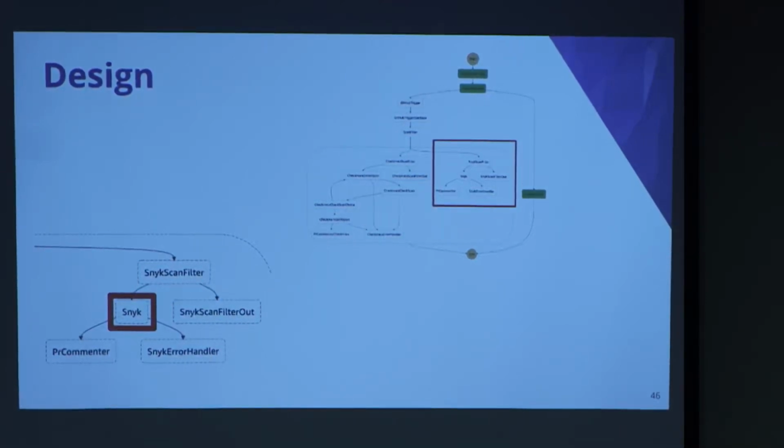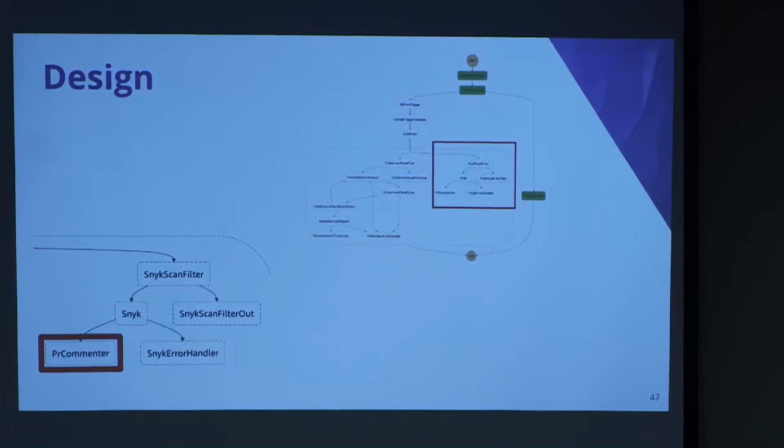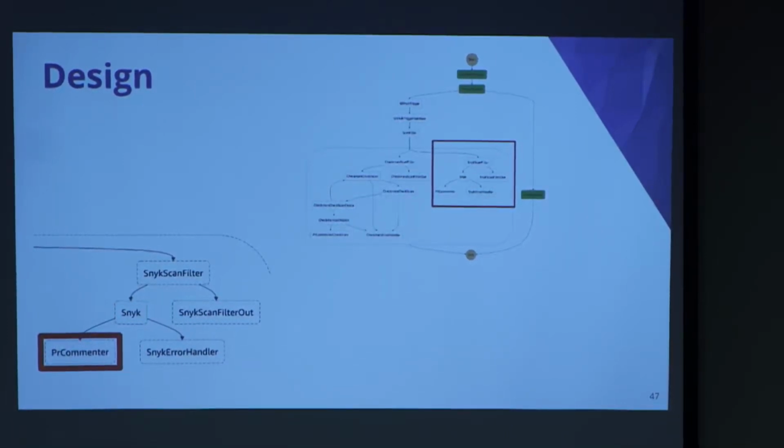Snyk here is the real processing unit in the workflow. It actually does the scan for us on the code, and will give its output to the PR commenter, which is the actual output of the step function that will send a message on the PR, on the pull request of the developer.